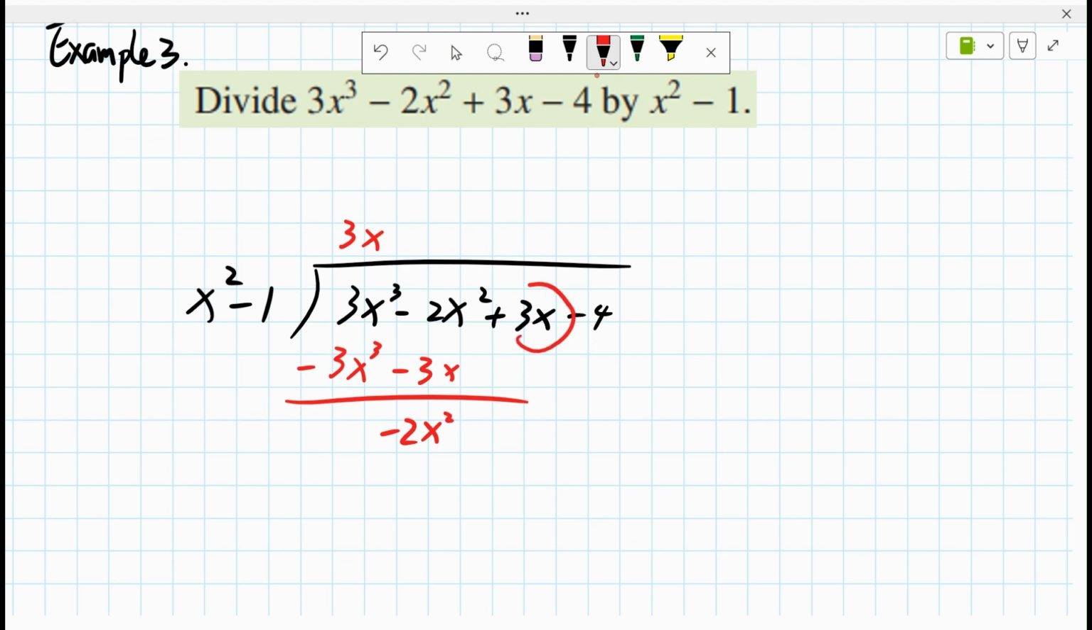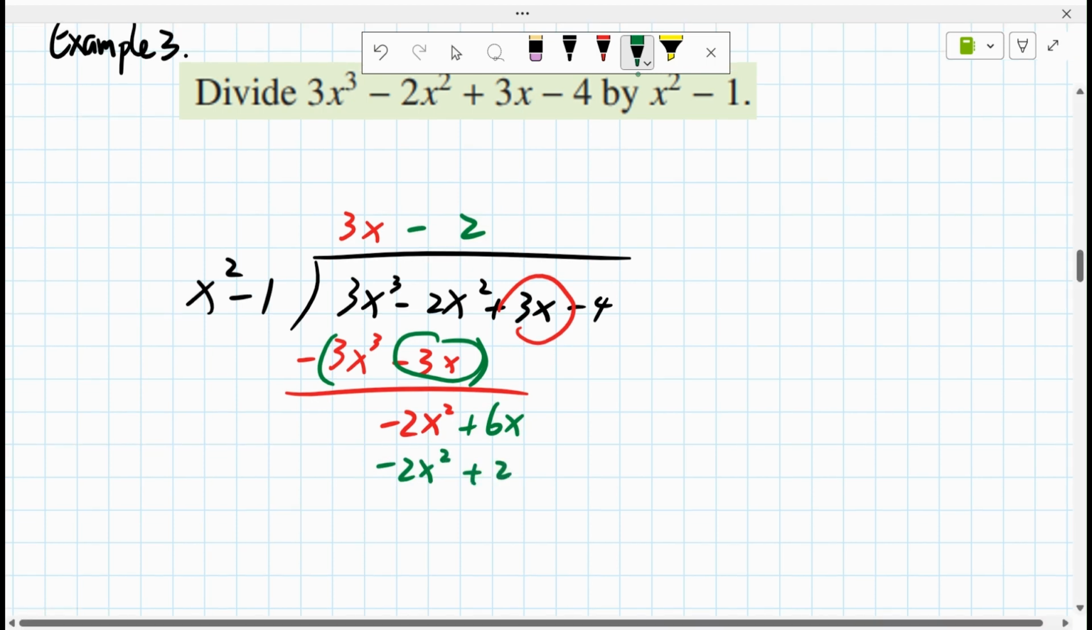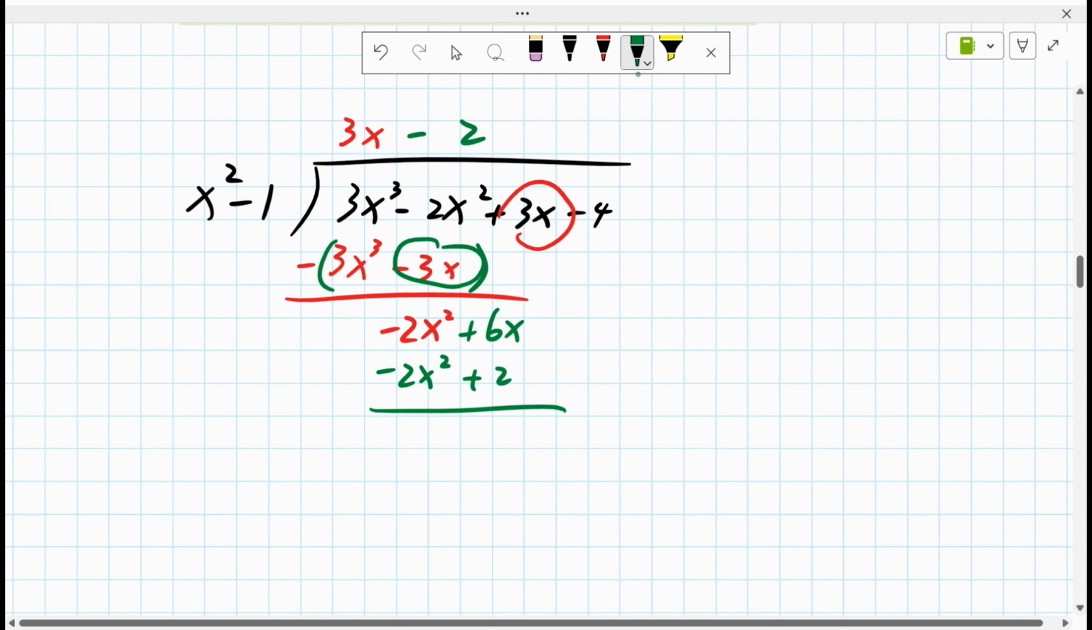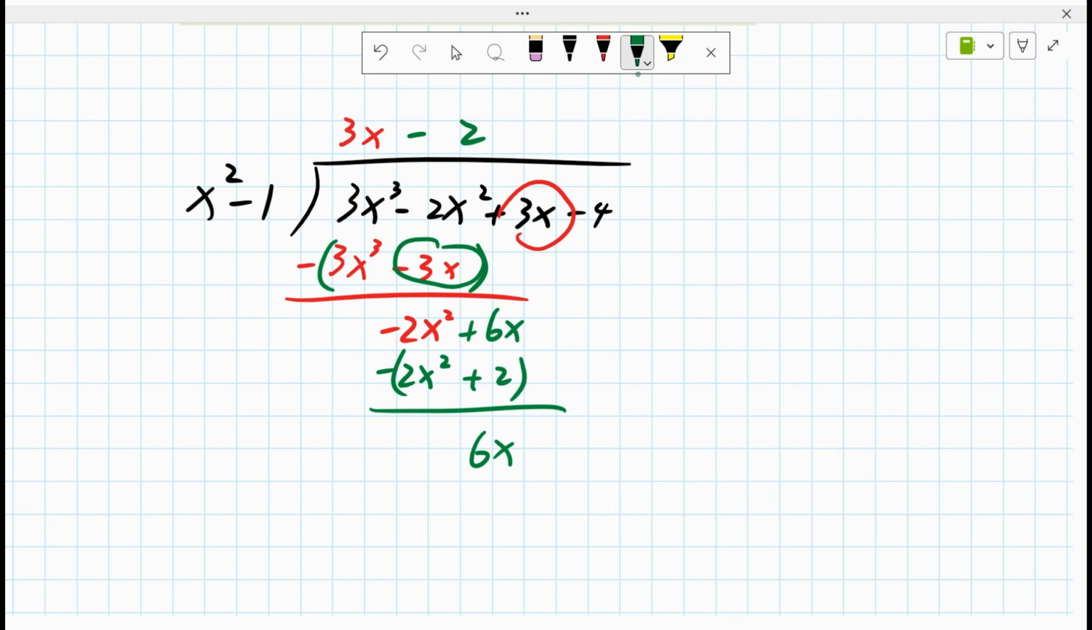This one, 3x and negative 3x, will become plus 3x, which becomes 6x. And we keep going, and that's minus 2, so minus 2x squared plus 2. So that becomes 6x, and minus 2 minus 4 is minus 6. And that's it. You can't go further because it's already below x squared, so that's only 1x.